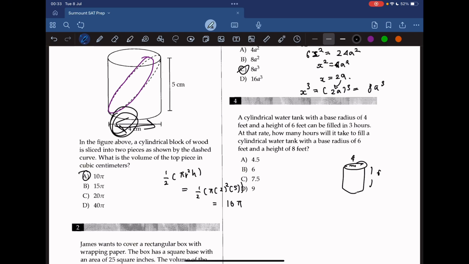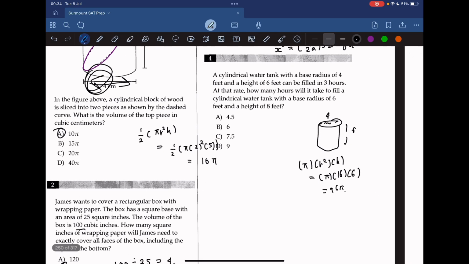Okay, so the first cylindrical tank can be filled in 3 hours, right? So let's calculate the volume of that tank first. Remember, to calculate the volume, the volume of a cylinder is always pi r squared h, which in our case is pi times 4 times 4, which is 16, times 6, which will give us 96. So that's 96 pi.